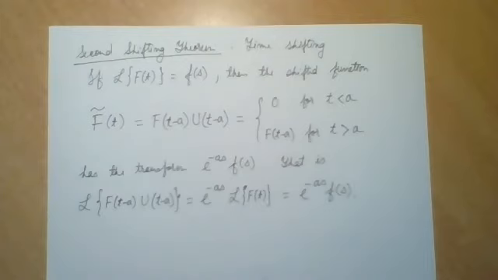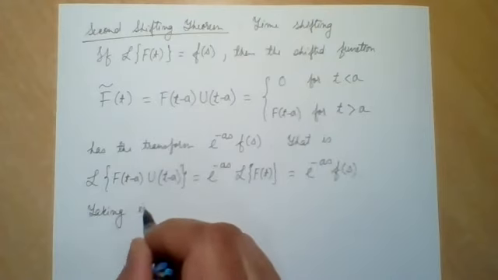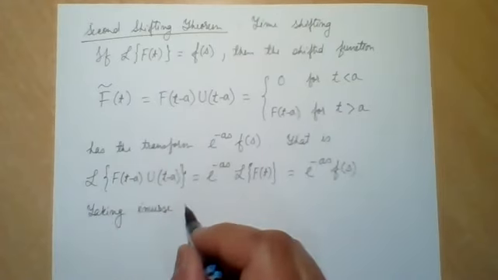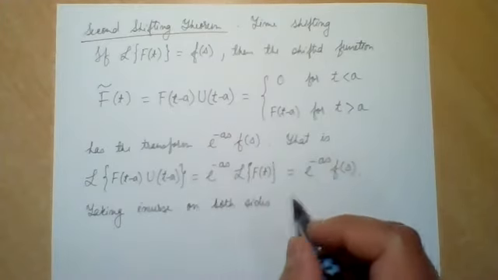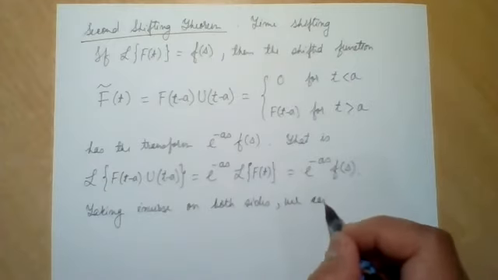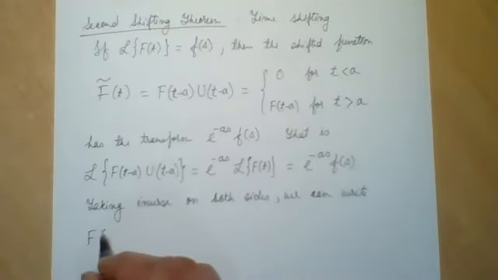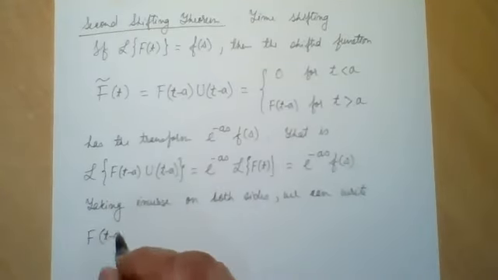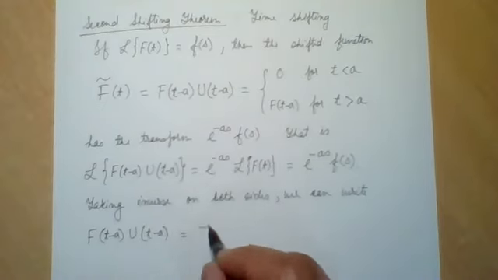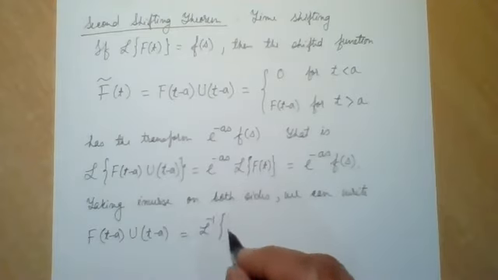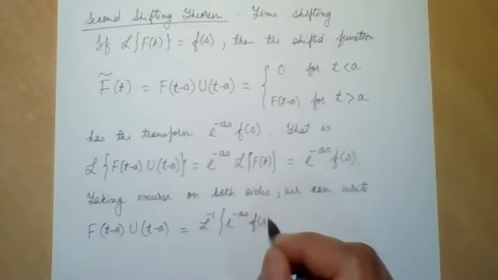So if I take the inverse on both sides, we can write f of t minus a, u of t minus a, is equal to the inverse Laplace transform of e to the power minus as f of s.